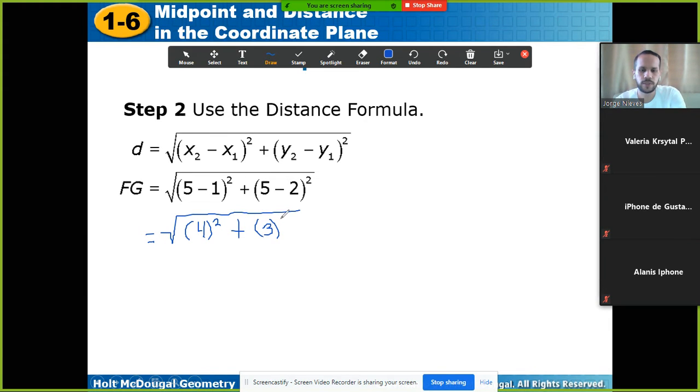So who can tell me what's the answer in those squares? ¿Cuánto nos darían? ¿Quién sabe? Okay, so 4 squared, or 4 to the power of 2, is 16 because it's 4 times 4. And 3 to the power of 2, or 3 squared, is going to be 9. So we're going to add that, and the answer is 25. Then we go to the calculator, and the square root of 25 is 5.